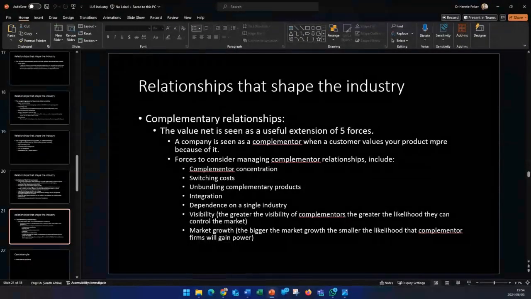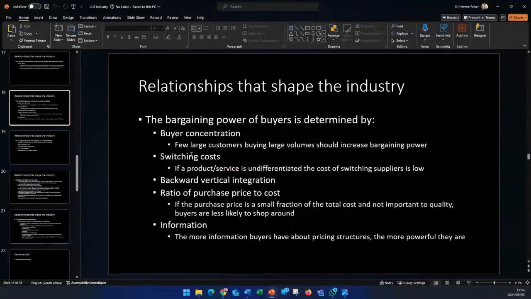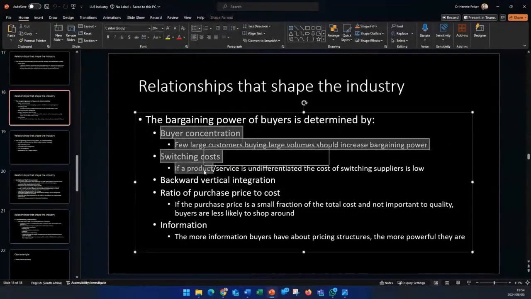In terms of the points, let's say, for example, we are going to look at buyers. I would talk about power, and I'd say the bargaining power of buyers is determined by, for example, those two. If you give me those two, I'm going to give you full marks. If you give two for each, I don't know what you think about that.